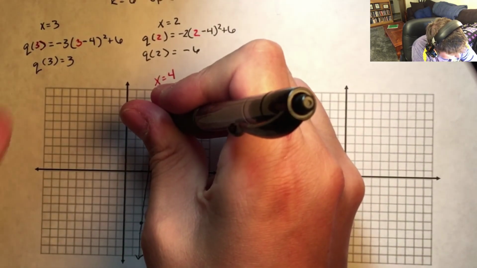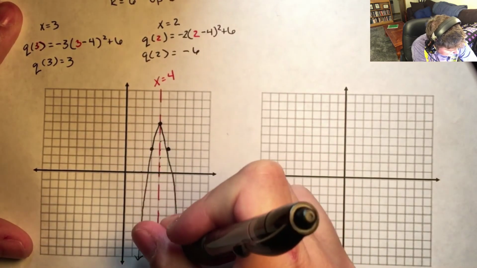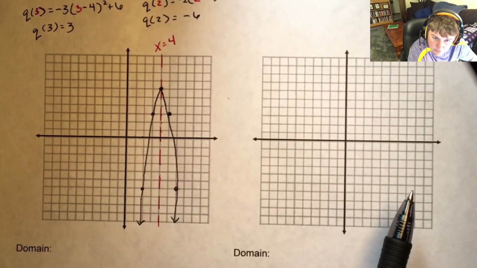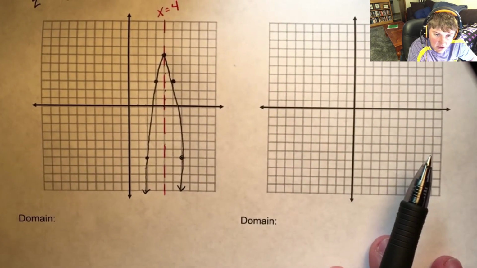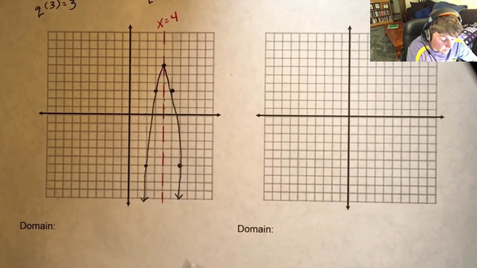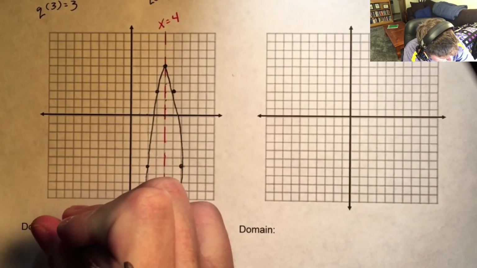Okay, so here's my graph. That's what the graph looks like. The curve on the right was done terribly. Apologize. Okay, let's do the domain. I can use every x value. There's not one I can't use. The domain will always be all the real numbers.